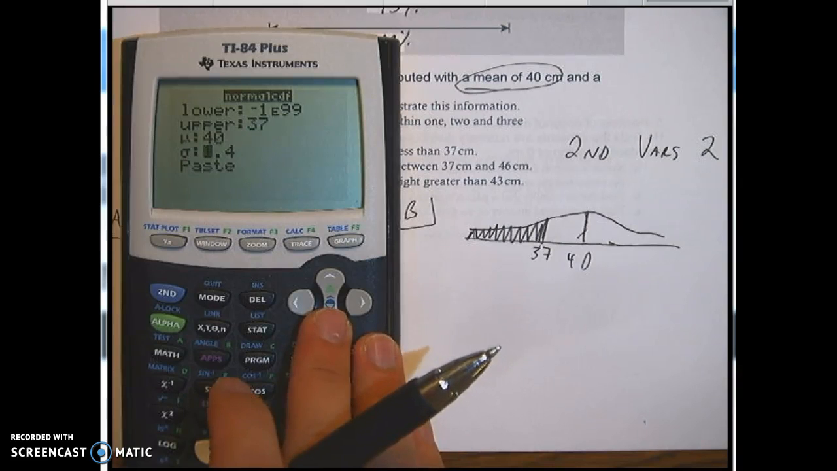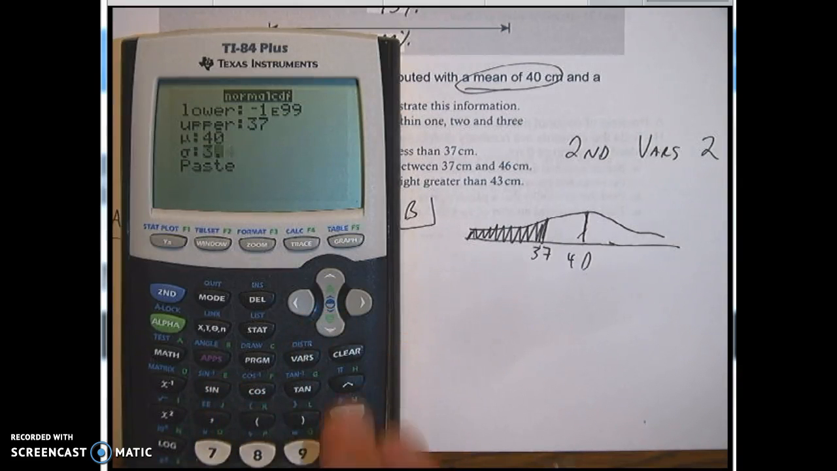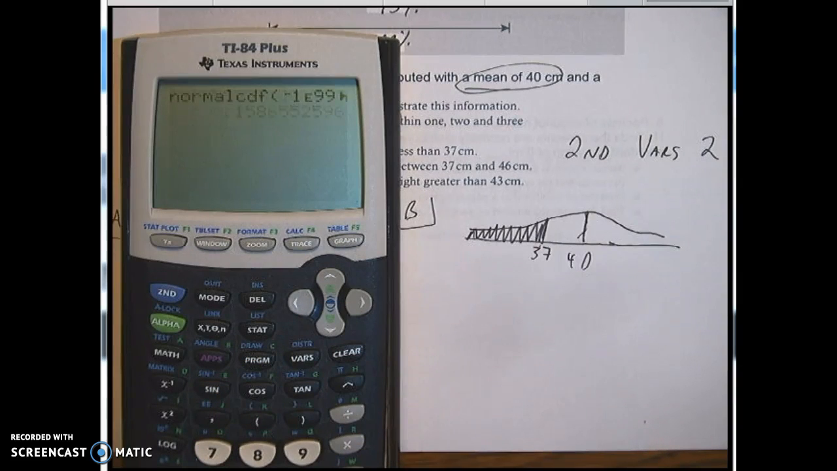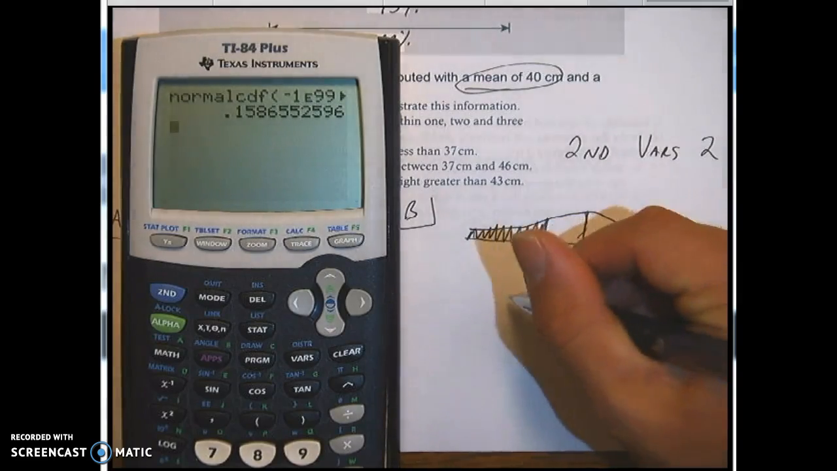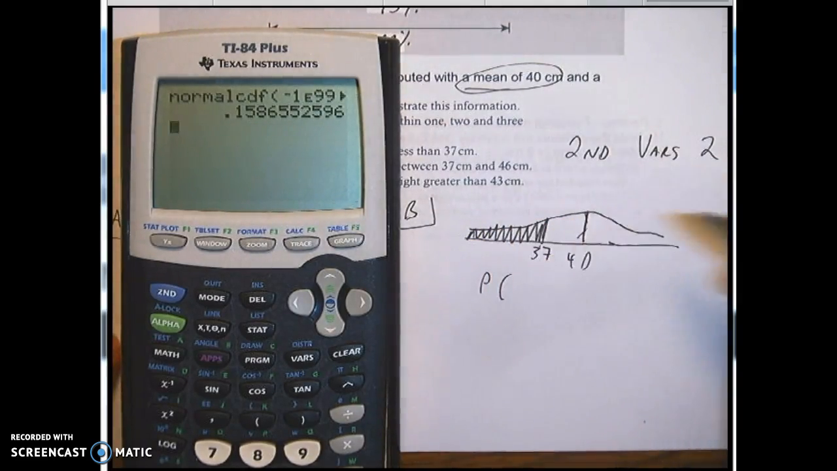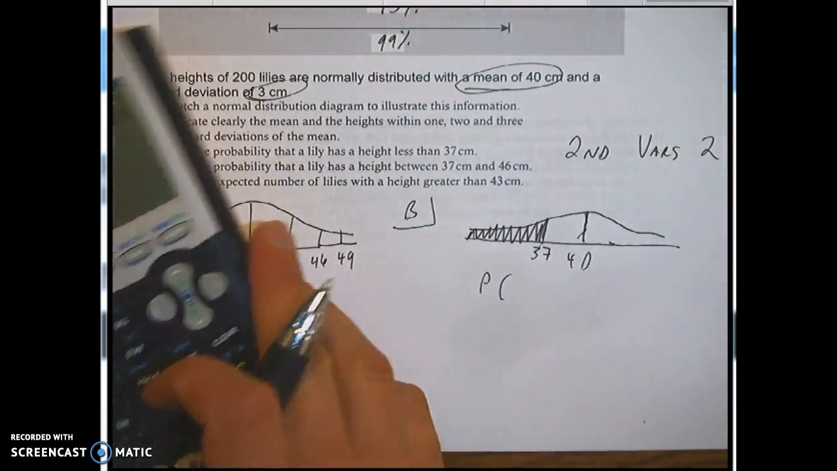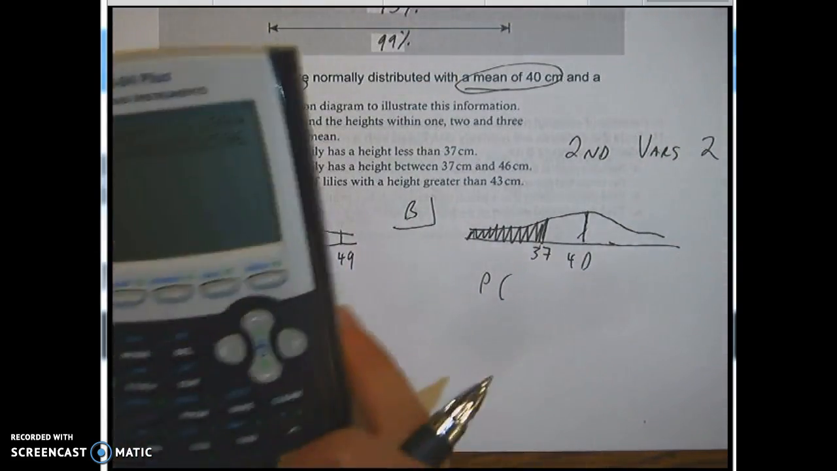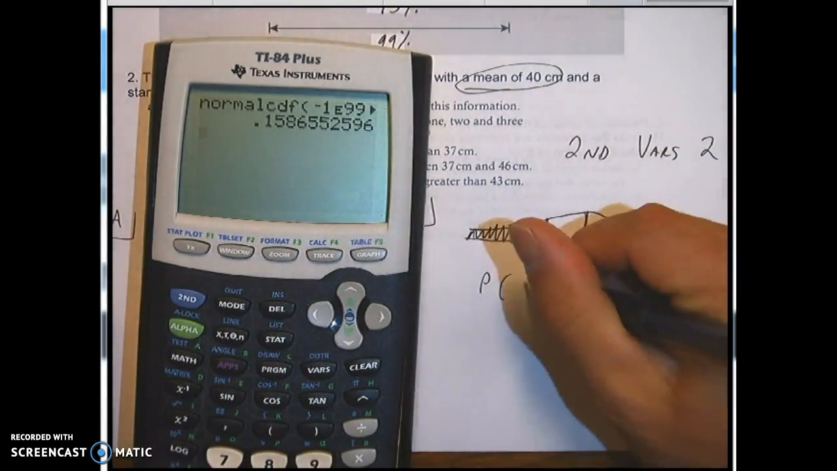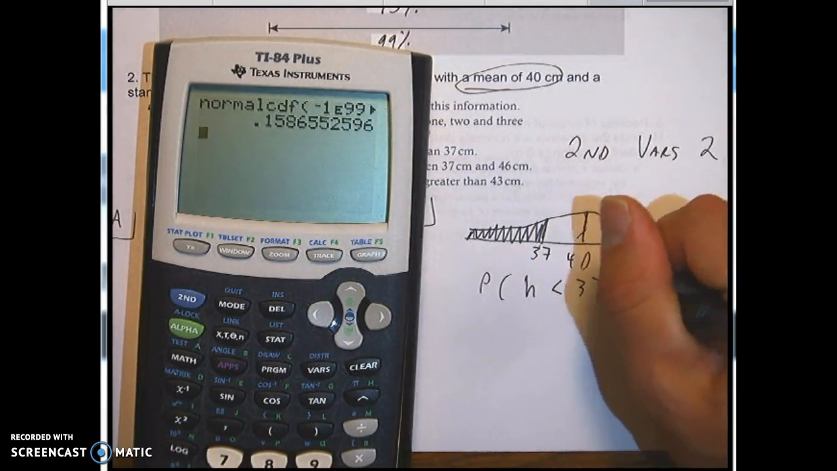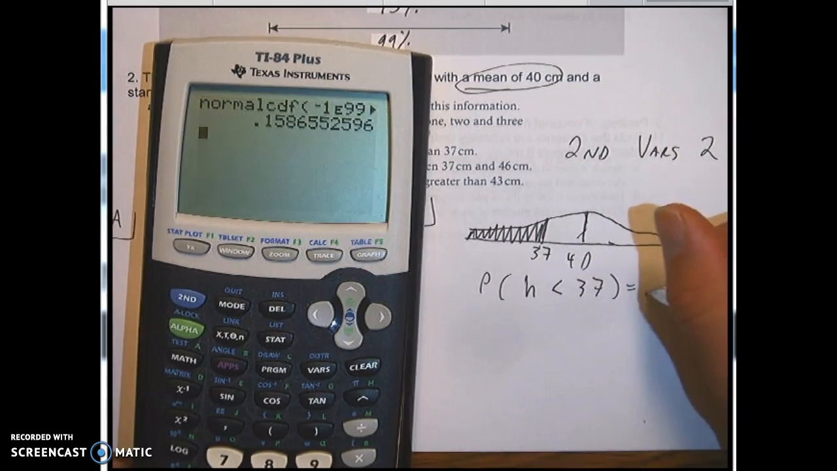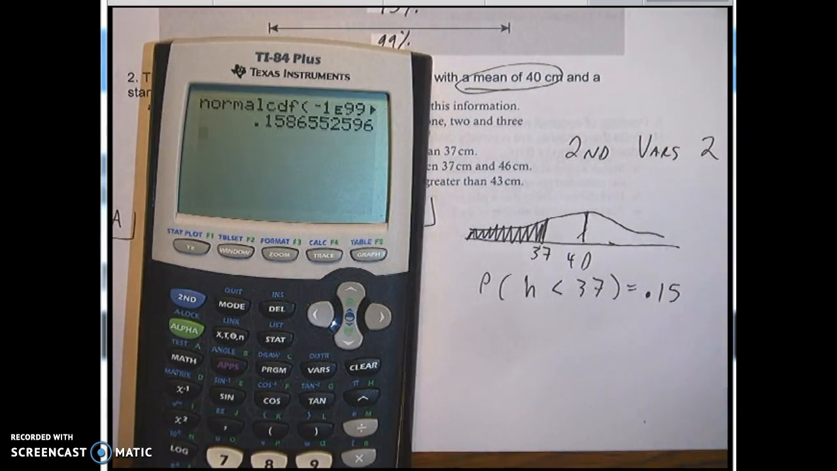My standard deviation is 3, so when I paste this in, it's going to spit out a probability for me. So the probability of getting a height less than 37 is about 0.159, which is about 15.9%.